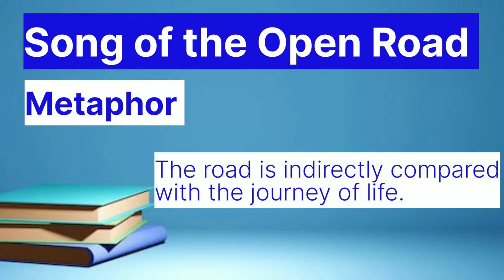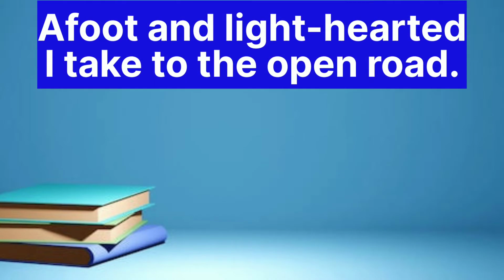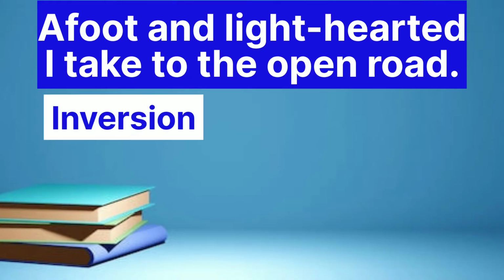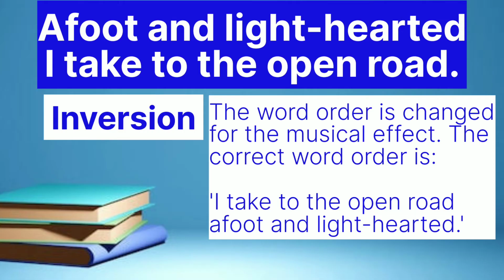First stanza, first line: Afoot and light-hearted I take to the open road. The figure of speech used in the line is inversion. Inversion is a figure of speech where the order of the words in the sentence is jumbled for the poetic effect. Explanation: the word order is changed for musical effect. The correct word order is, I take to the open road, afoot and light-hearted.